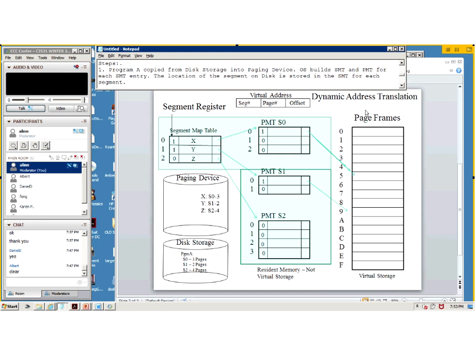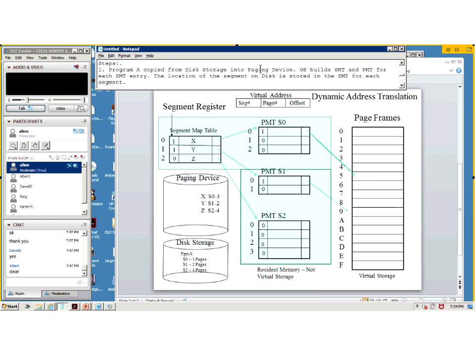So the dynamic address translation function is the following. When I start up program A, I find this pointer for program A's segment map table. I place that in a special register in the CPU, and I load up the first address from the program. It's a virtual address. It might be 0, 0, 0, 0, 1 or something. It might be the first byte. But segment 0, page 0 would be the first one.